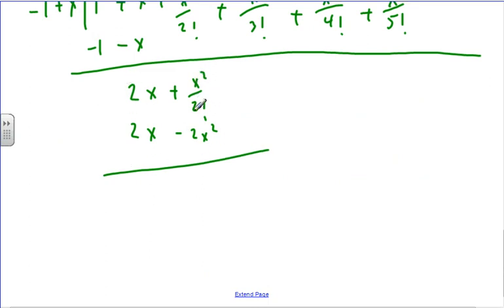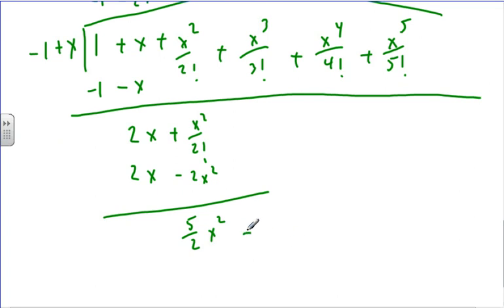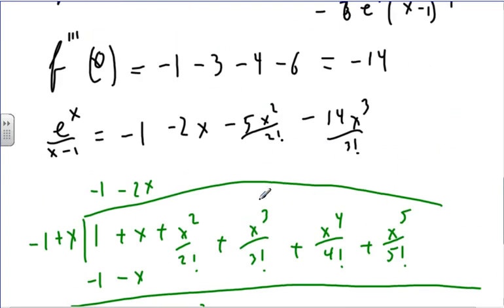This is 1/2, that's 2, so that would be 5 halves x squared plus x cubed over 3 factorial. So minus 1 goes into there minus 5 halves x squared. So this is going to be minus 5x squared over 2.